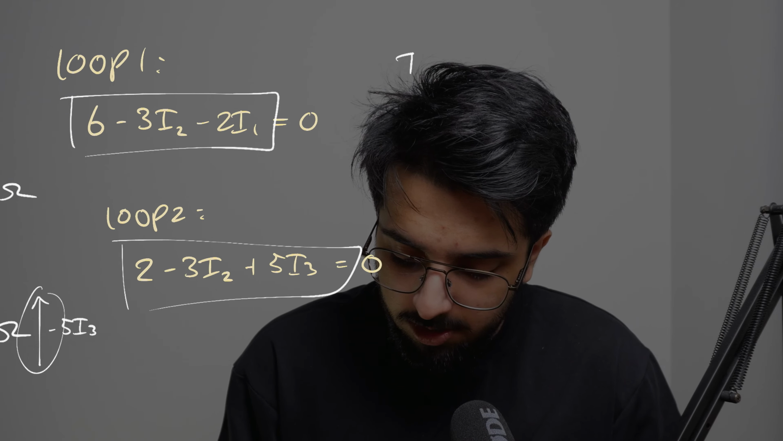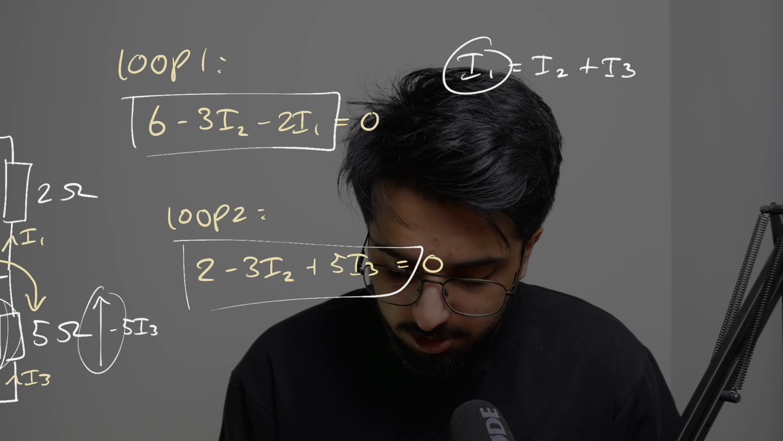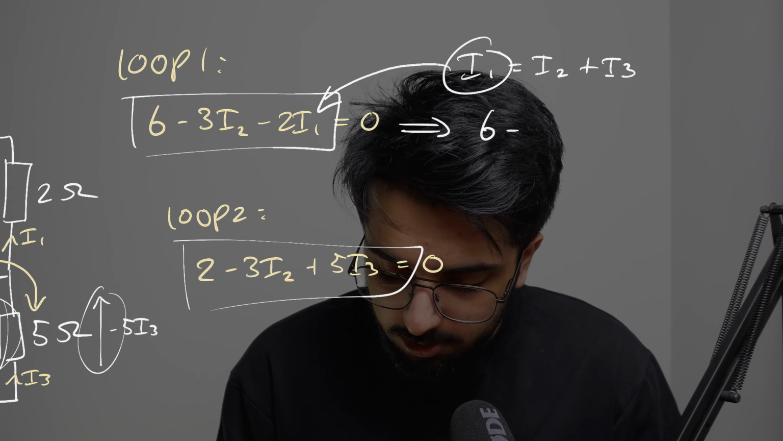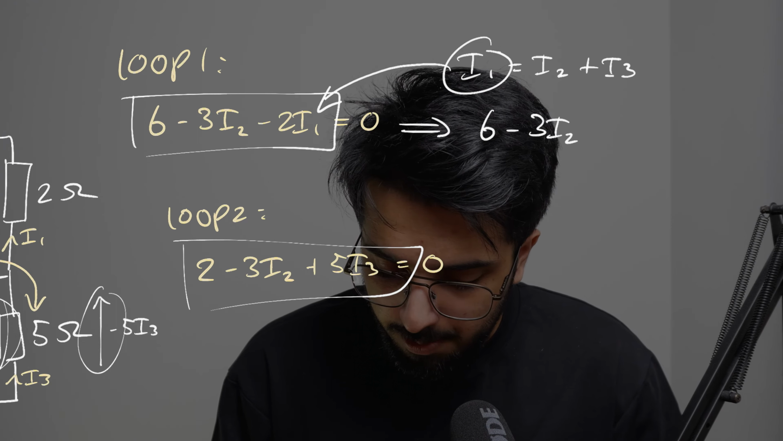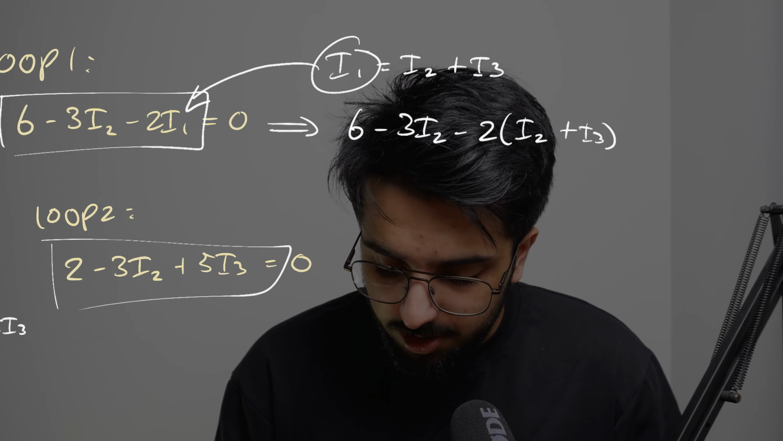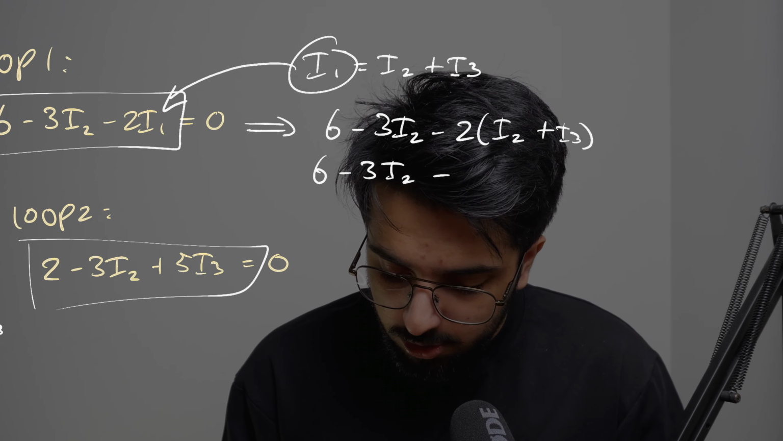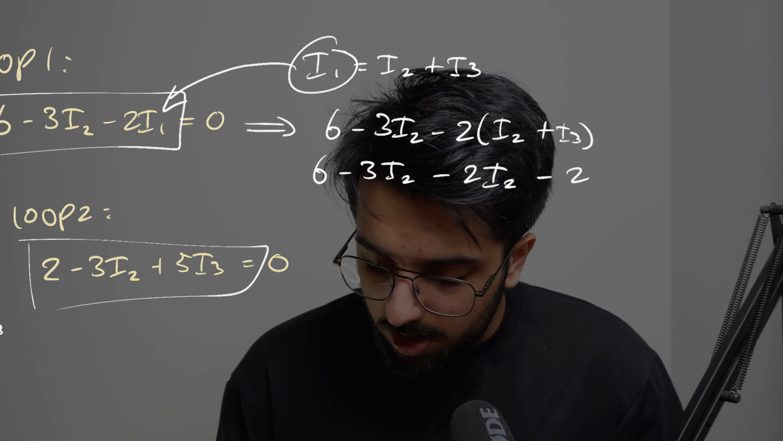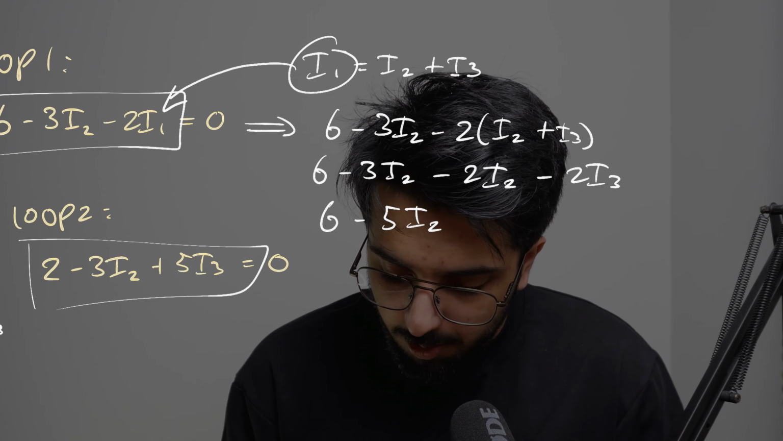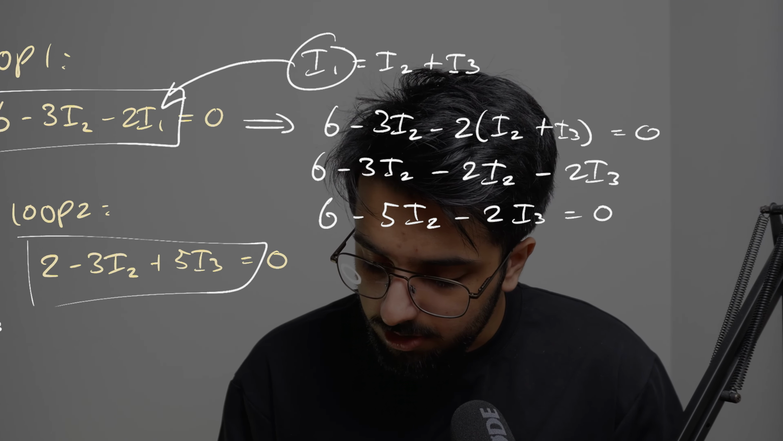So we know that I1 is equal to I2 plus I3. And so therefore, we can substitute this into here. And we get this equation is equal to 6 minus 3I2 minus 2 times I2 plus I3. And so therefore, simplifying this, we get 6 minus 3I2 minus 2I2 minus 2I3. And so therefore, 6 minus 5I2 minus 2I3 is all equal to 0. And this is all equal to 0 also, okay?